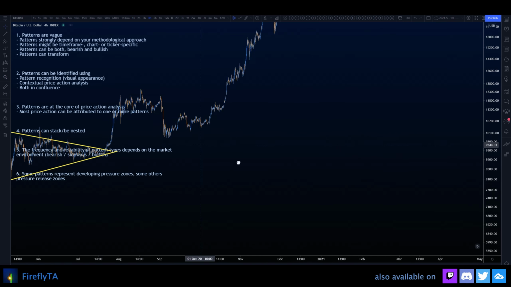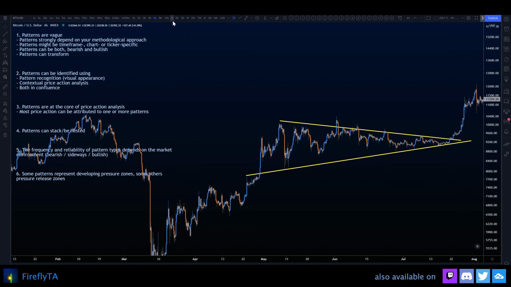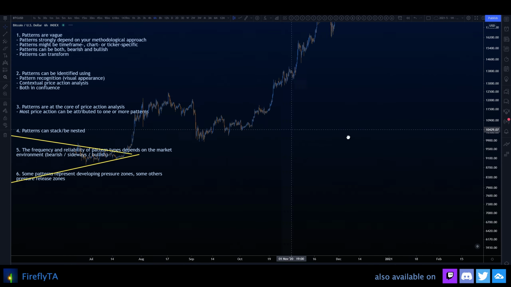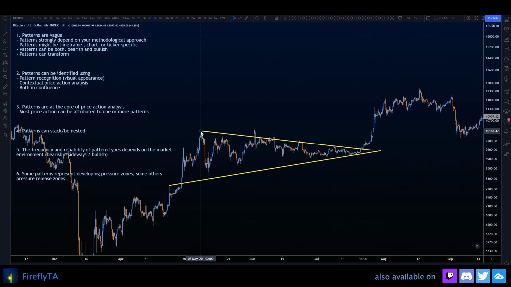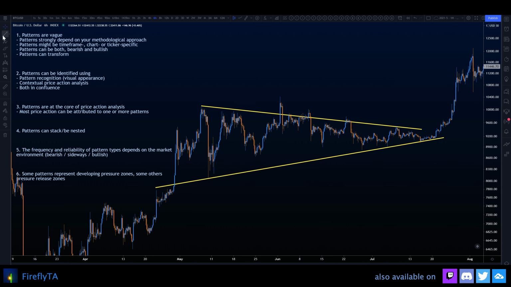Maybe I'm going to the 4-hour chart. 6. Okay, so let's take the 6-hour chart. You can see that we have this kind of triangle-like structure, and there are different patterns within this structure.